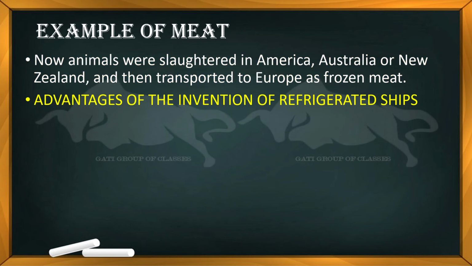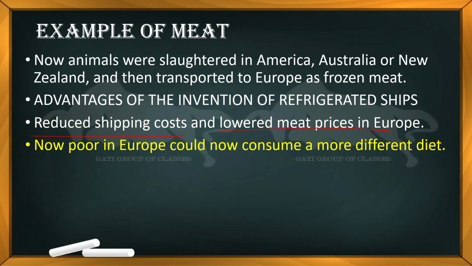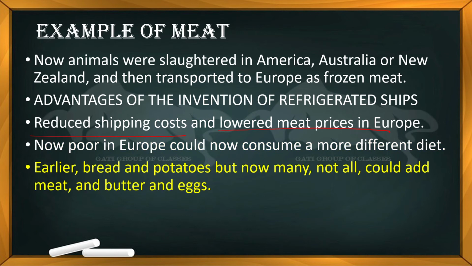And what were the advantages of the invention of these ships? First of all, it reduced the shipping cost. This was the reason that meat prices fell in Europe. Now poor people could also afford it, not all, but a few. They could now add many things such as meat, butter and eggs to their food.